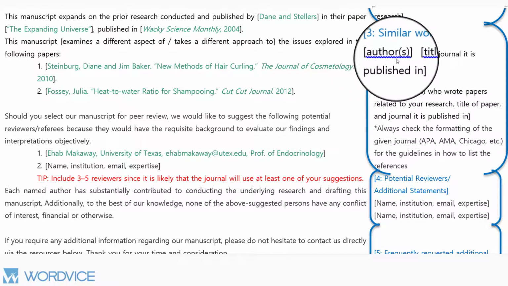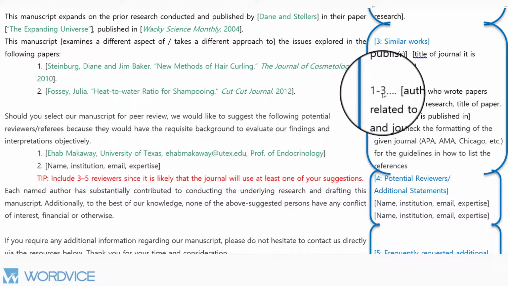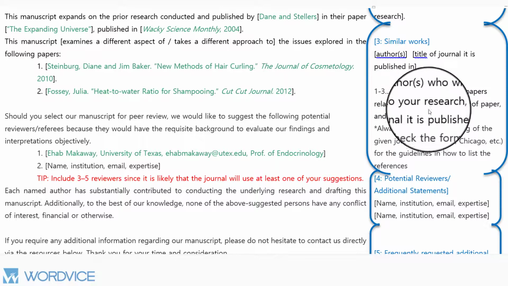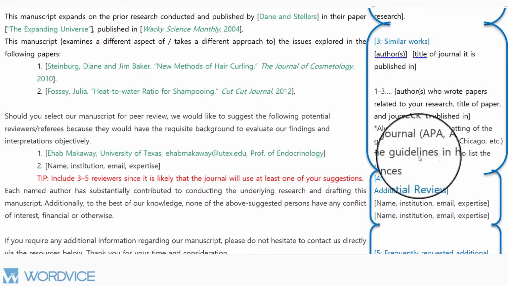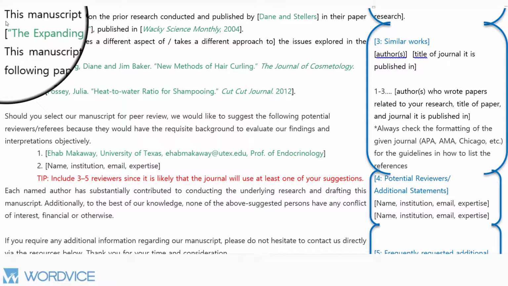Here you need to list the authors and the title of the journal that these works are published in. Here you should list 1 to 3 authors who wrote papers related to your research, as well as all the information about these papers. You can list up to 5, but you should note that every paper that you cite here should be highly relevant to your own study. So let's look at the template language.